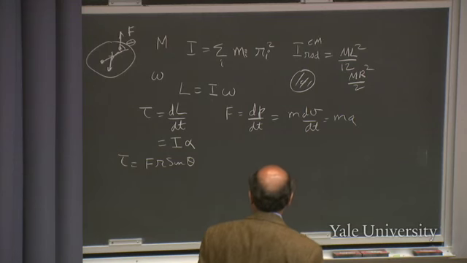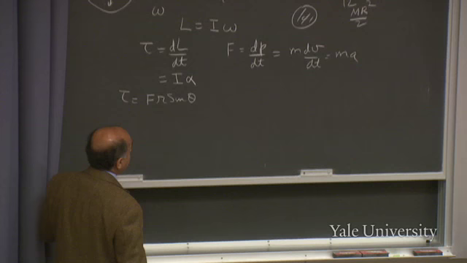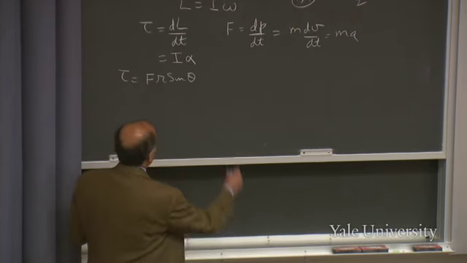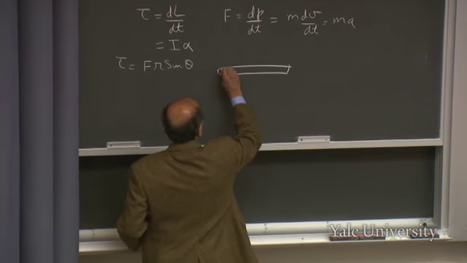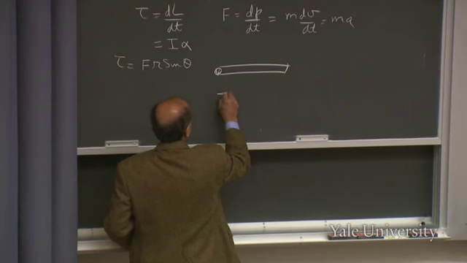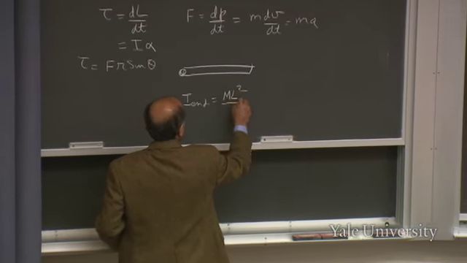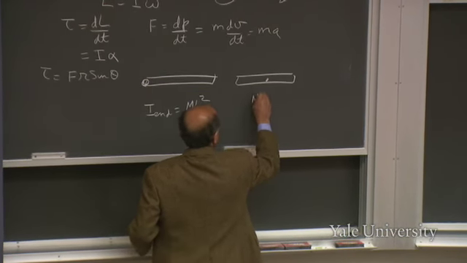Okay, so that's all we did. What I did towards the end of the class was to calculate the moment of inertia for a couple of objects. I showed you for a disk, it's mr squared over 2. For a rod, I did two calculations. One was around this end, and the moment of inertia around the end was ml squared over 3, and the moment of inertia around the center was ml squared over 12.